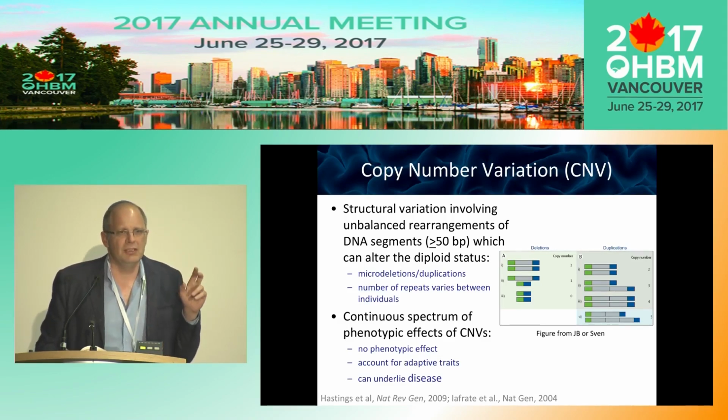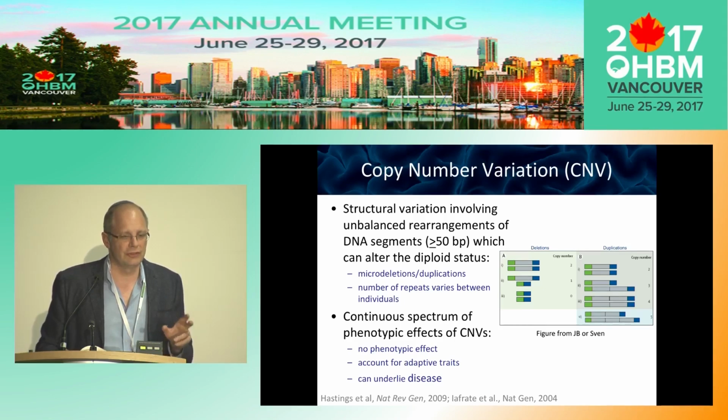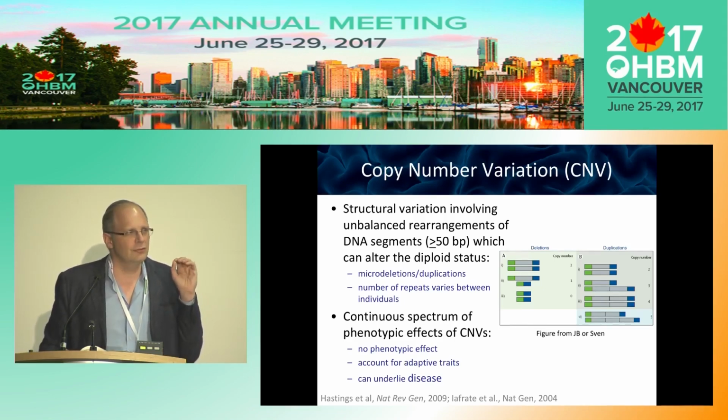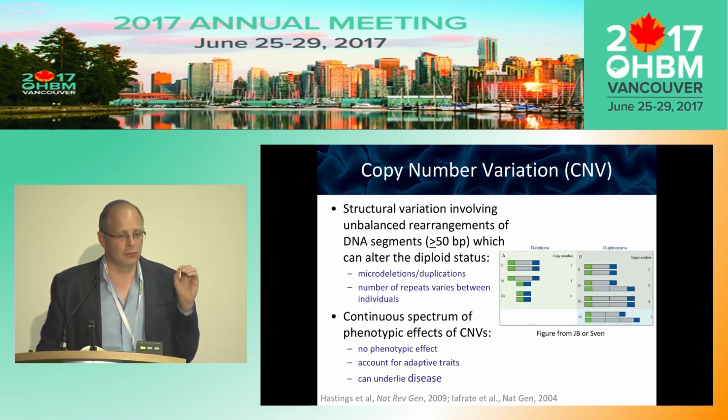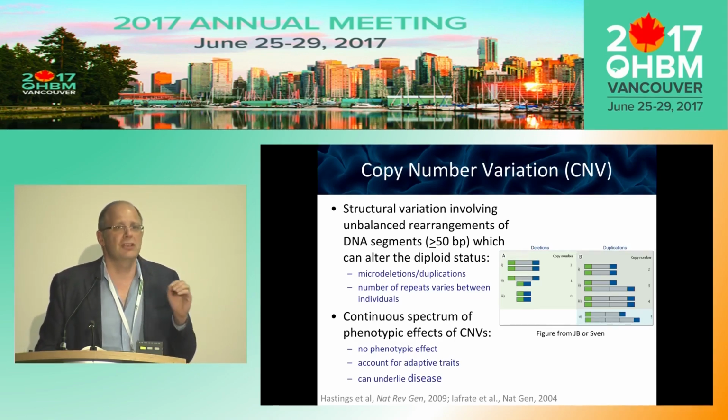So a copy number variation, or CNV, is a structural variation involved in an unbalanced rearrangement of DNA segments, which can alter the diploid status of the DNA. Okay, so you can have microinsertions or microdeletions or duplications, and the number of duplications or the size of the deletion can vary by an individual, right? So there are a lot of issues here.